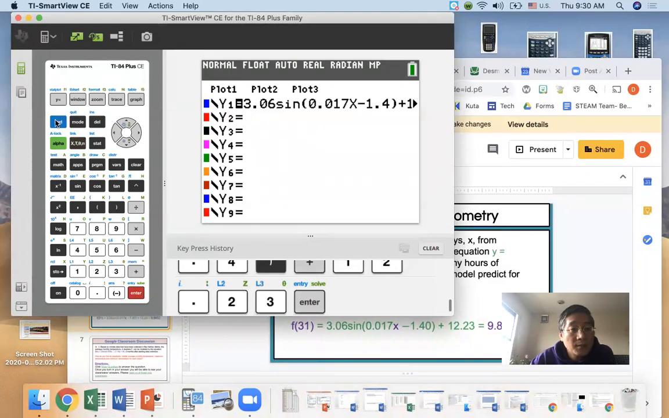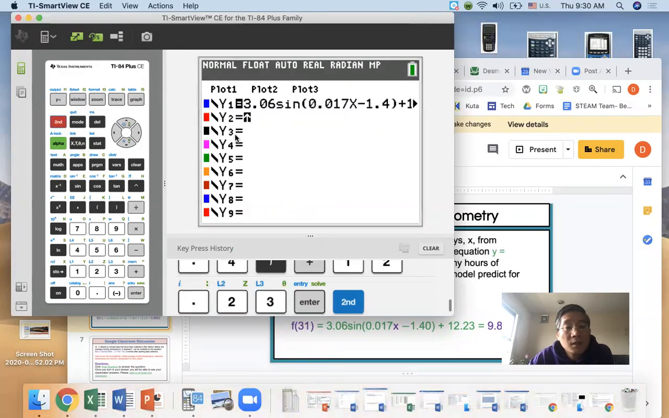You go to the table in the graph, right? You don't need to draw the graph, so just go to the table. But in your calculator, when you write on the paper, what should you do? 3.06 sine 0.017 times 31, right? And minus 1.4 plus 12.23, you write down and put into the calculator. If you enter it in the calculator, it'll give you the answer. But I want to show you in the graph also.